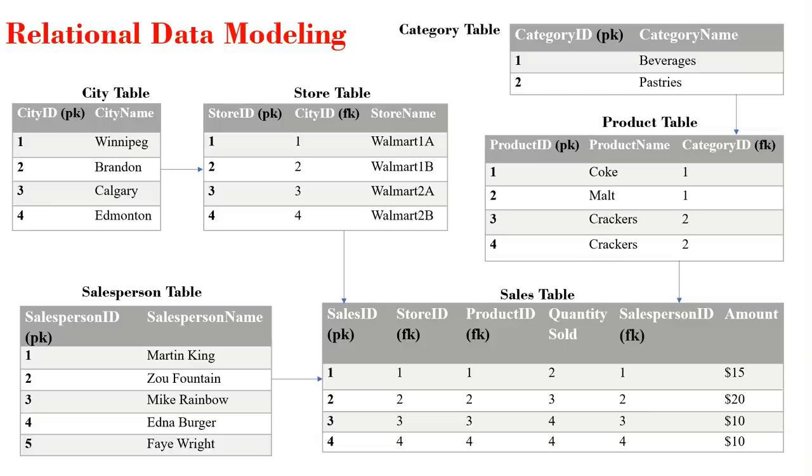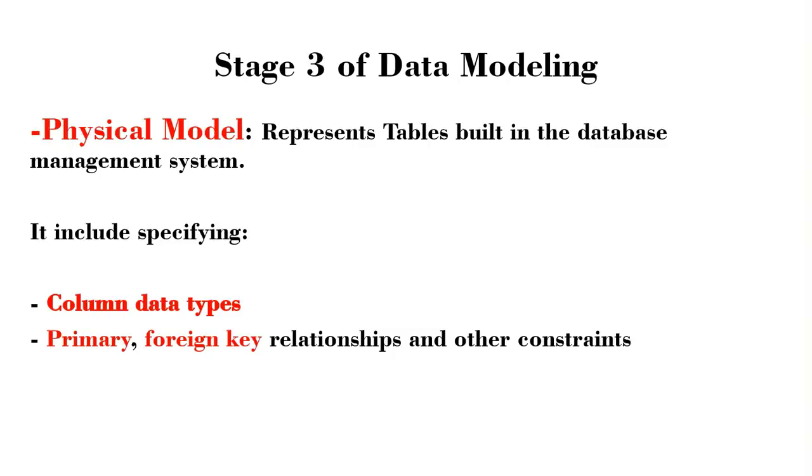Since we have covered the conceptual and the logical models, the third and final stage of our relational data model will be to create these tables in a database management system, such as SQL Server Management Studio. And this stage is called the physical model. In designing a physical model in a database management system, you have to specify all data types as well as primary and foreign key relationships and other constraints that you want to give to your tables.